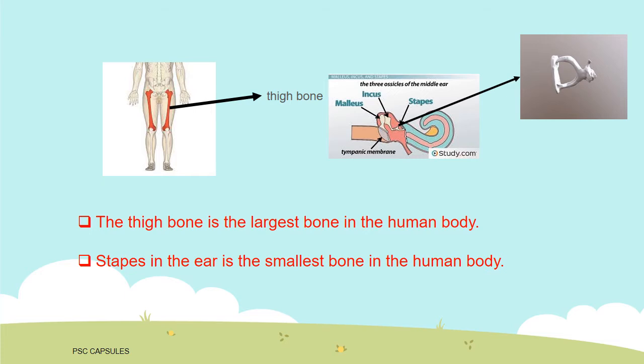When you come to the thigh bone, it is the largest bone in the human body. When you have an idea of largest bone, definitely you should know about the smallest bone in our body. Stapes in the ear is the smallest bone in the human body. You can see both these bones clearly in the picture. So, which is the largest bone in the human body? Thigh bone. And what about the smallest bone in the human body? Stapes.